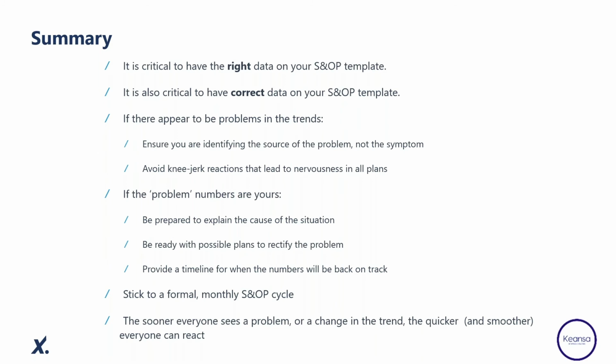If there appears to be a problem in the trends, make sure that you're identifying the source of the problem and not the symptom. Keep digging until you know exactly what is causing your problem. Avoid knee-jerk reactions that lead to nervousness in all the plans. So that's why you've got that frozen zone, to make sure you don't react and cause everybody else to have confusion. If the problem numbers are yours, make sure you come to the meeting prepared to explain the cause of the situation, possible plans to rectify the problem, and provide a timeline for when the numbers will be back on track. Stick to a formal monthly S&OP cycle.